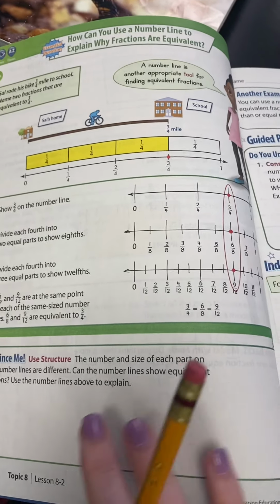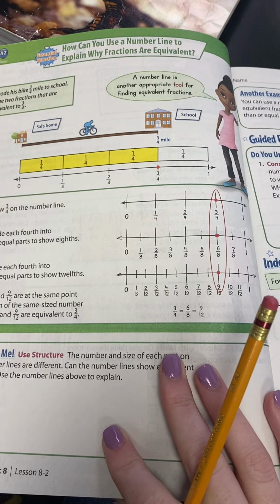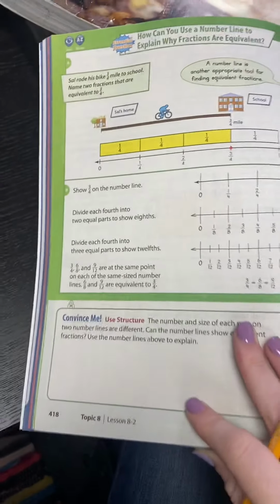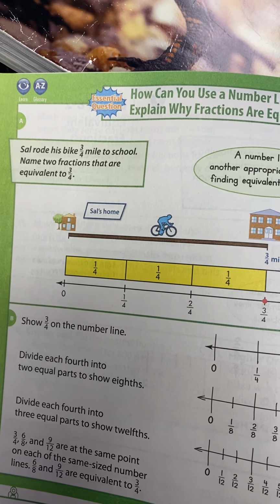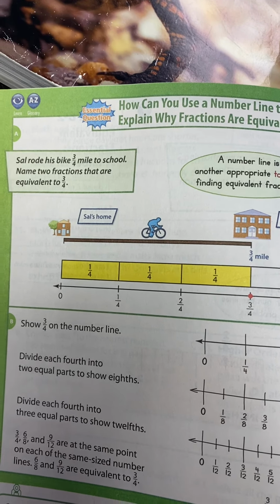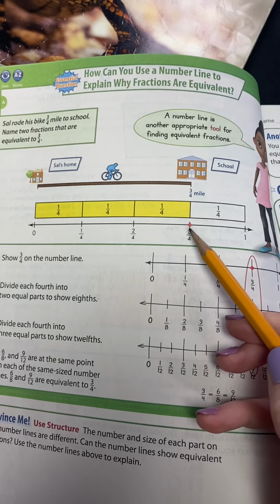Right, friends, this is 8-2, explaining fractions that are equivalent using a number line. So I want to read this example to you on page 418. Sal rode his bike 3/4 of a mile to school. Name two fractions that are equivalent or equal to 3/4. So here we are, 3/4.